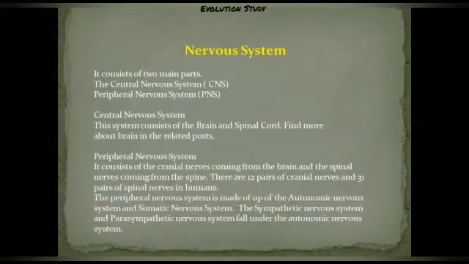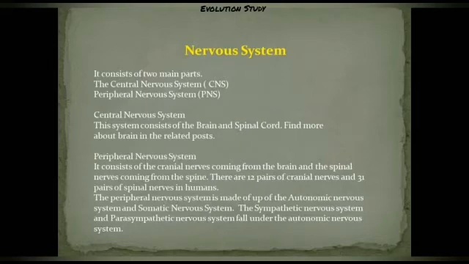The nervous system. It consists of two main parts, the central nervous system (CNS) and the peripheral nervous system (PNS). The central nervous system. This system consists of the brain and the spinal cord. Find more about the brain in the related posts. And what is the peripheral nervous system?